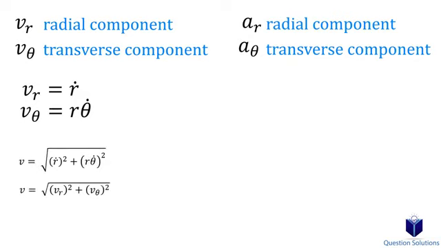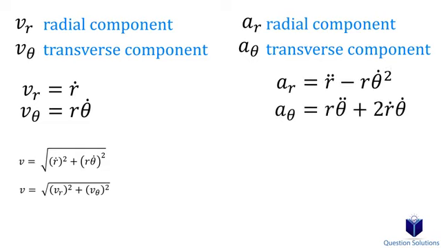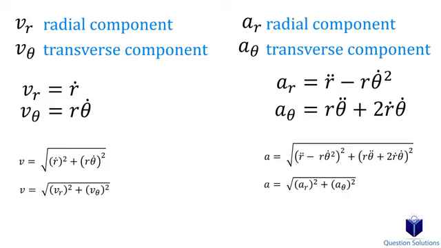For acceleration, we also have three equations. The first is for the radial component. The next is for the transverse component. The magnitude of acceleration can be found using this equation. Another way of writing it is this. All of this will make more sense when we do examples.